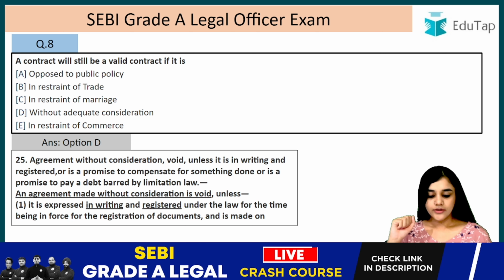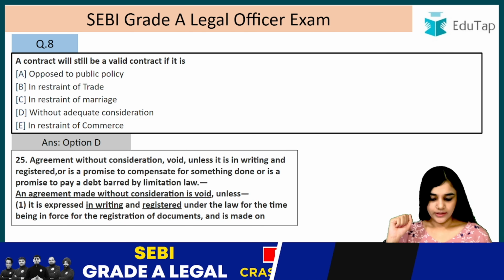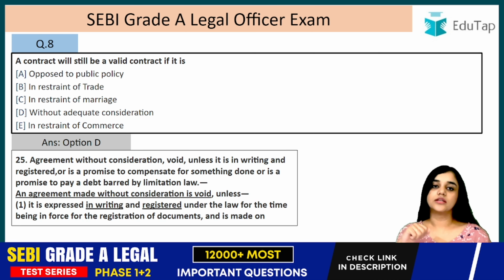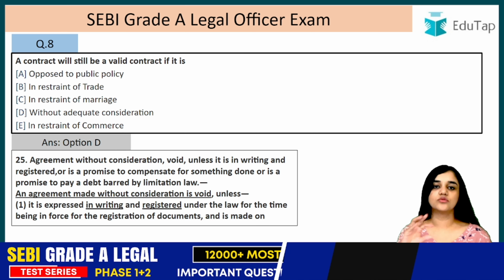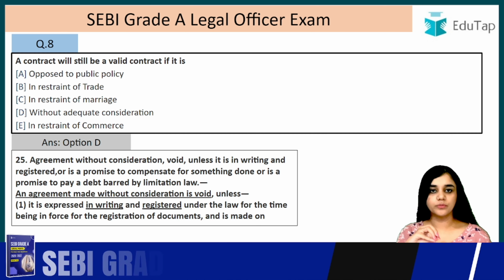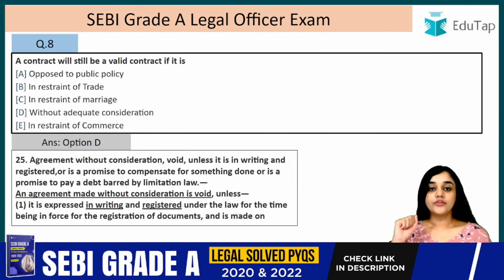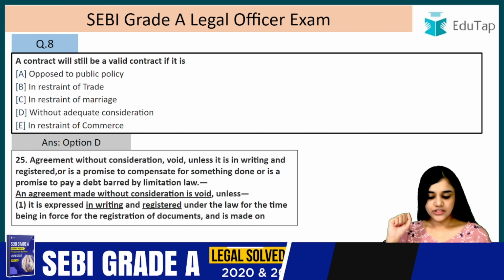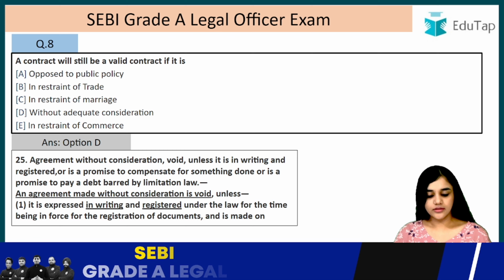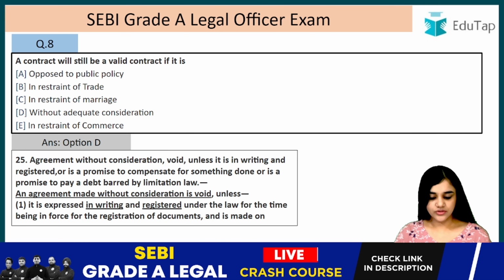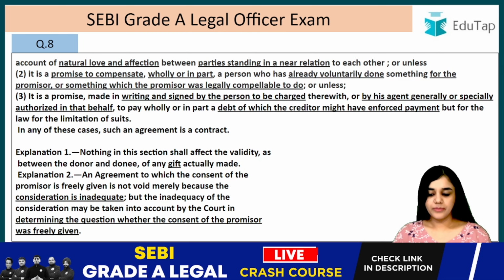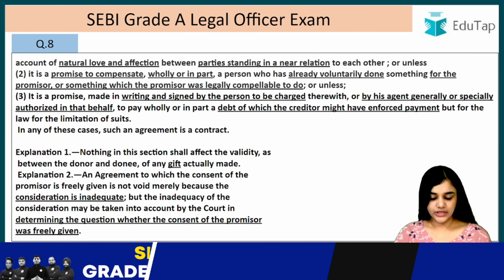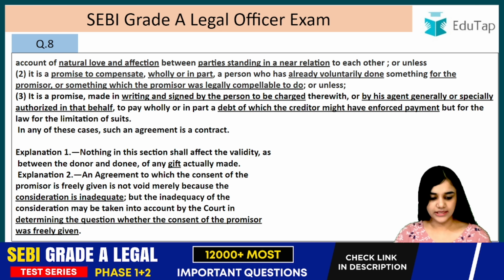So let's start. First, agreement without consideration, void. An agreement made without consideration is void. This we have already done, that it is a general principle of contract that if there is no consideration in the contract, then it is going to be a void contract, right? First exception, but there are 3 exceptions, and the first one we are going to read now. It is expressed in writing and registered under the law for the time being in force for the registration of documents, and is made on account of natural love and affection between the parties standing in a near relation to each other.